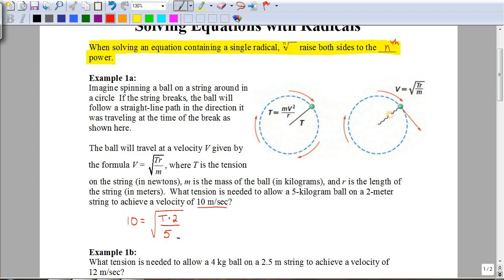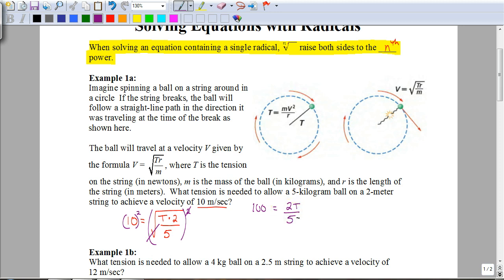Okay, so to simplify this, I need to get rid of this radical. Well, remember it's a square root, so just like this highlighted sentence said at the beginning, I need to take and raise each side to the nth power. So this is a square root, so I'm going to raise each side to the second power. That undoes the radical, so those two things now are gone. So on the left side, 10 squared is 100. On the right side, when I squared the radical, they undid each other, so I'm left with just what's underneath the radical. So I'm going to write this as 2T divided by 5.